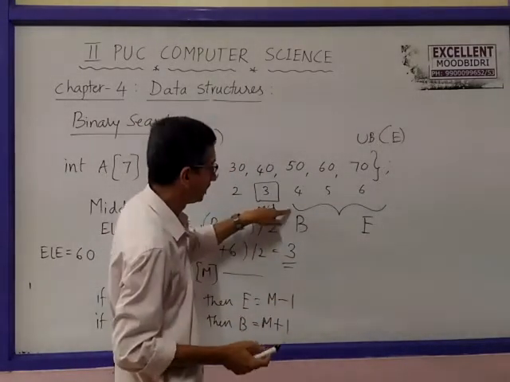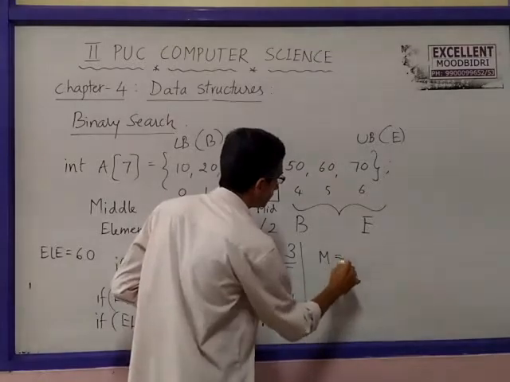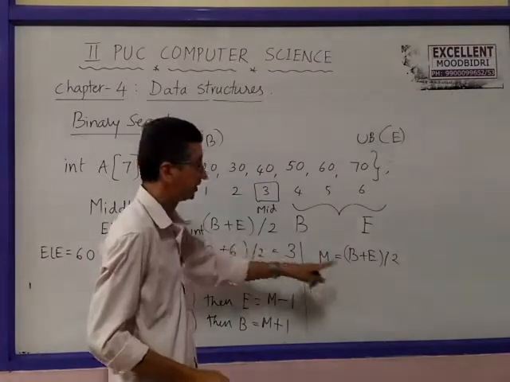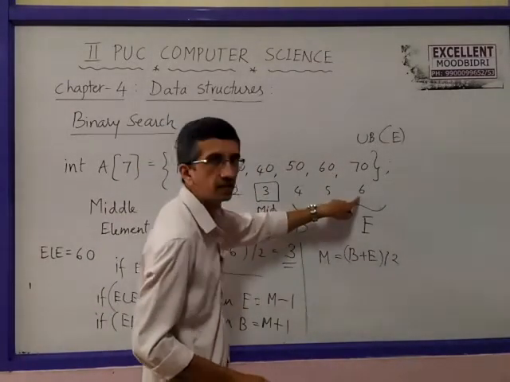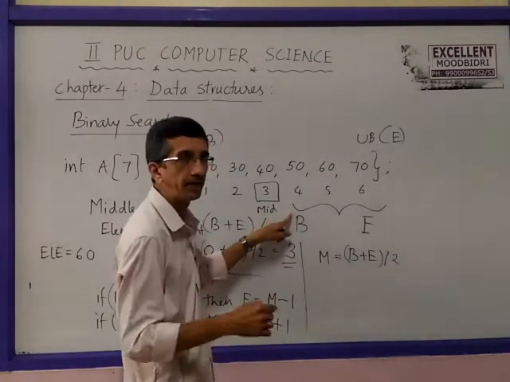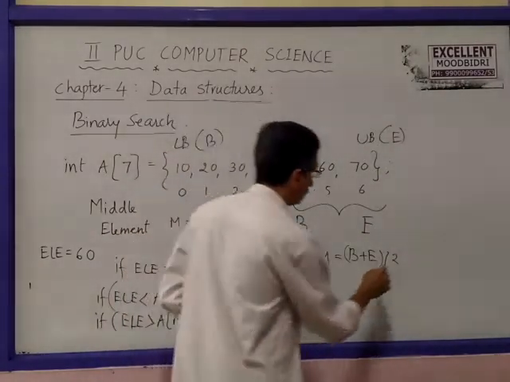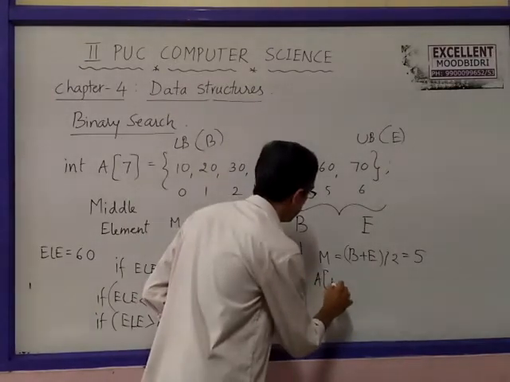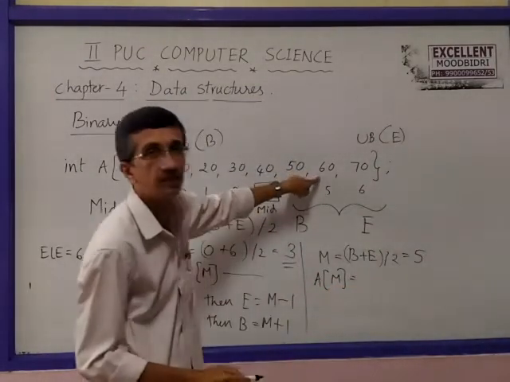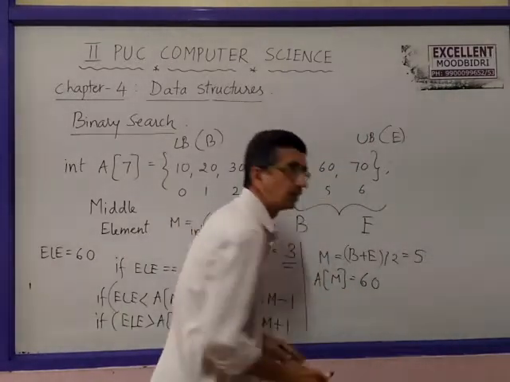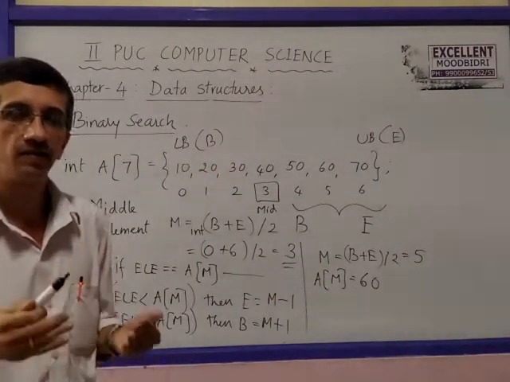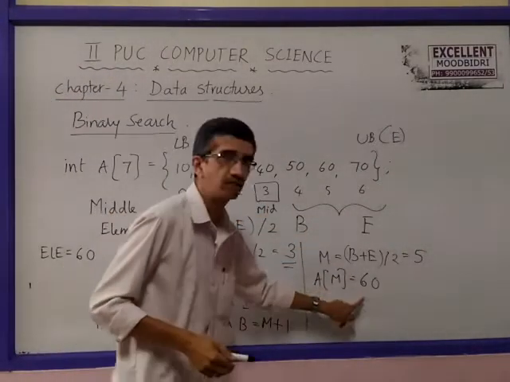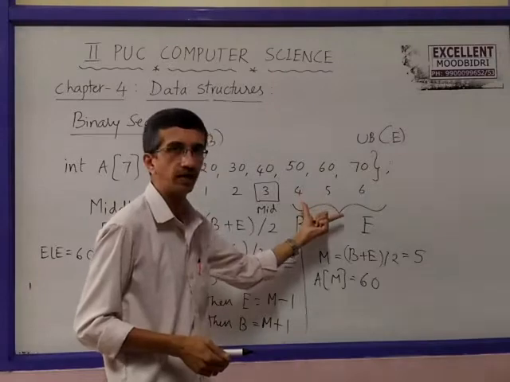So the new middle item is beginning plus end by 2, of course integer division. Beginning is 4. 4 plus 6 is 10, by 2 is 5. So mid is 5. A of mid, the mid item, is 60. Now again compare the search element with the mid item. The search element is 60. The mid item is also 60 now because we are considering this segment of the array.